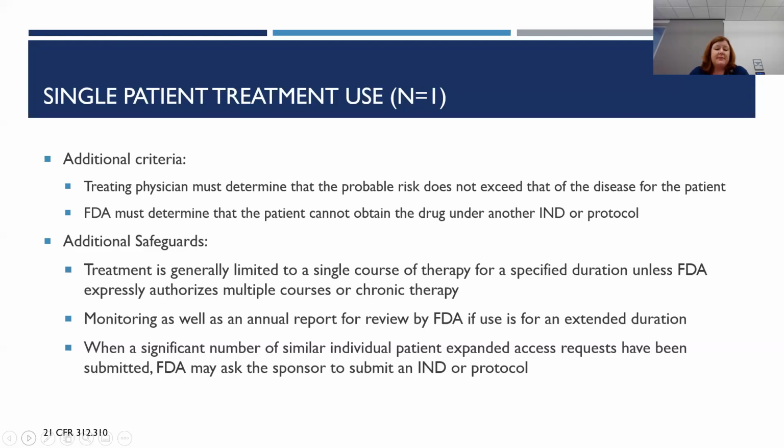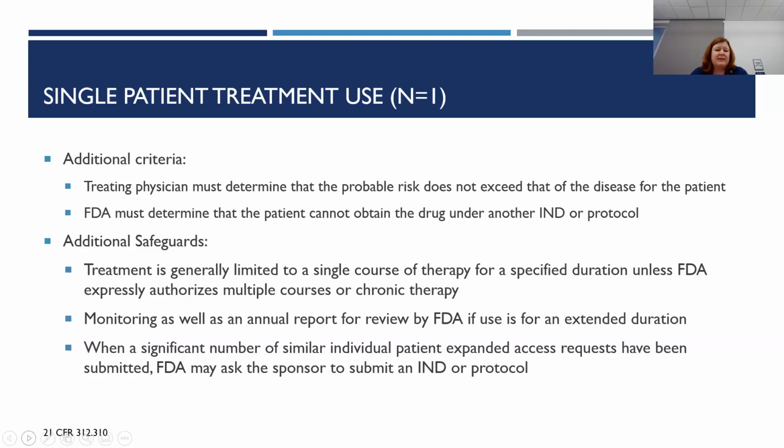So then the additional safeguards we have in place for the single patient treatment is that typically the FDA says it's generally limited to a single course of therapy, but more and more, especially on the oncology side of things, or the antibiotics or anti-fungals that we've seen come through, they're being used for longer periods of time. And as long as the FDA has reviewed what that treatment plan is and identified how long that course of treatment is, that's fine. They're not going to deny it because it's longer than a single course of treatment.